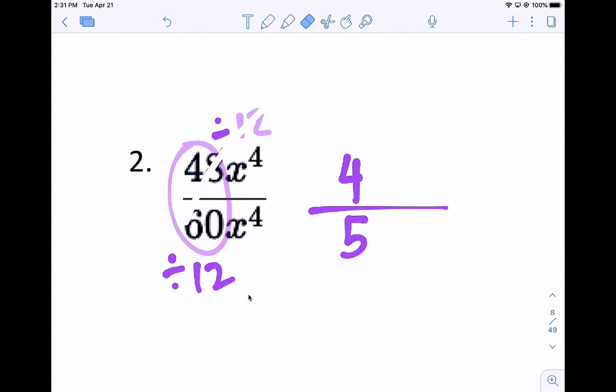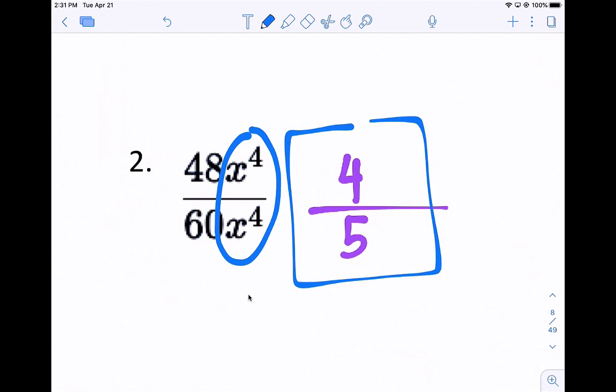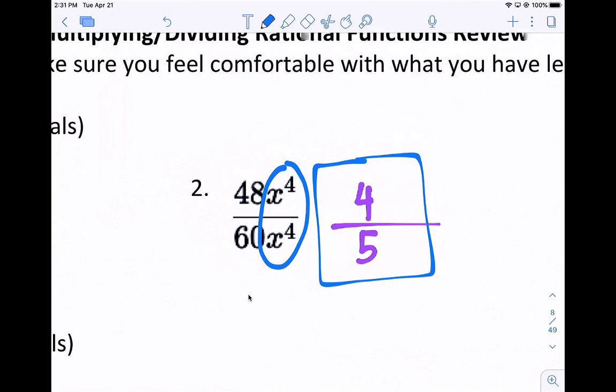Now let's take a look at our x terms. We have x to the 4th on top and x to the 4th on bottom. What is any number divided by itself? It is 1. So our final answer ends up just being 4/5 because the x to the 4th will cancel.